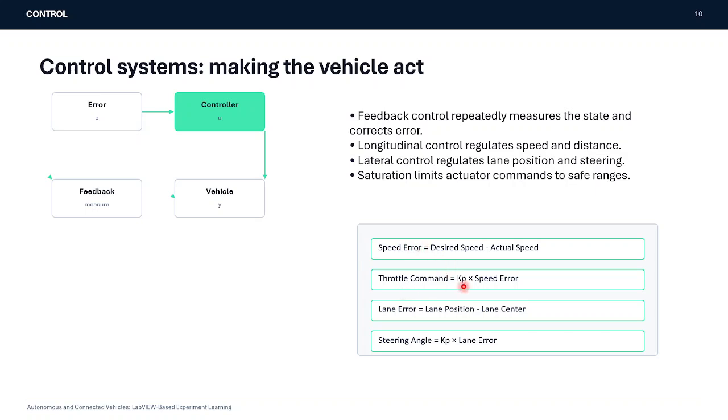For the throttle controller we use Kp times the speed error, where Kp is the proportional gain, and we give that command to the throttle. For lane error, the lane position and lane center determine the steering angle, which is also handled by a proportional gain controller Kp.